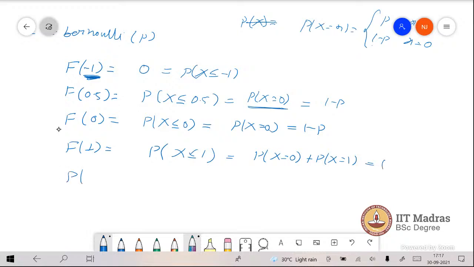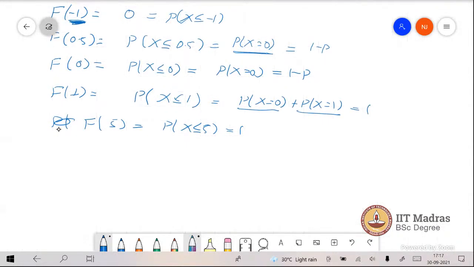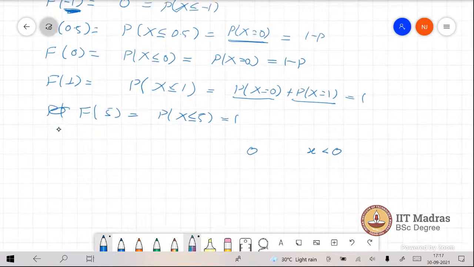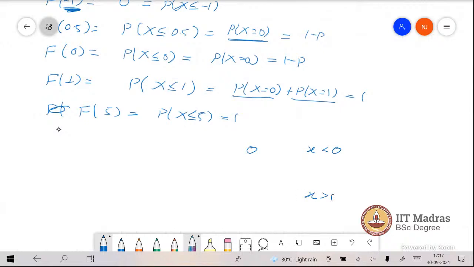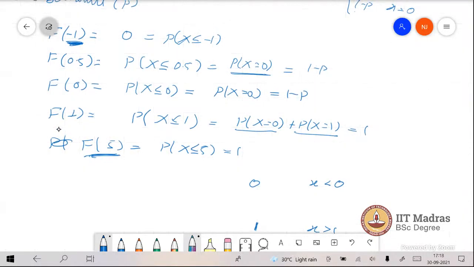So any point greater than 1, let's say 5 or something, it means that x less than or equal to 5. So it is always the sum of these two, so it will always be 1. If you generalize these things, if x is less than 0, then the f takes value 0, right? And if x is greater than or equal to 1, f takes value 1, right?